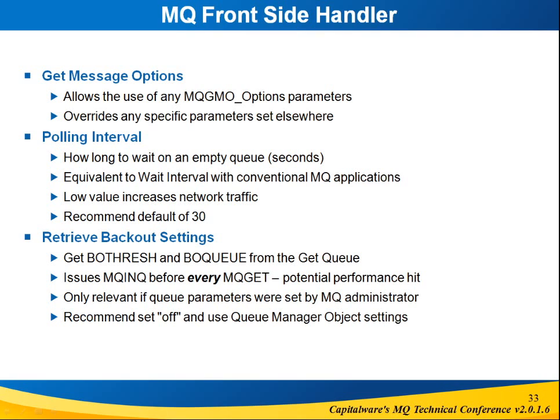Accordingly, it is highly recommended that what you do is turn this off and make use of the queue manager object settings. The downside of that, of course, is that every front-side handler then will be using the same backout threshold and the same backout queue name. So you may have to program your way around that in terms of handling the bad messages that are put onto the backout queue, because they'll be coming from multiple different front-side handlers. So somebody has to sort out which one they came from when they are processing them later.